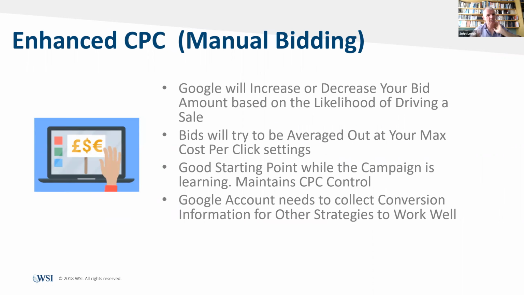The next couple of charts are really just summarizing what we've talked through. Enhanced CPC, we said that's manual bidding. You're setting the maximum. It gives you maximum control, but also means Google can't play around too much to maybe get better performance for you.